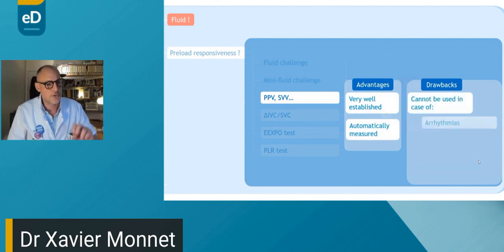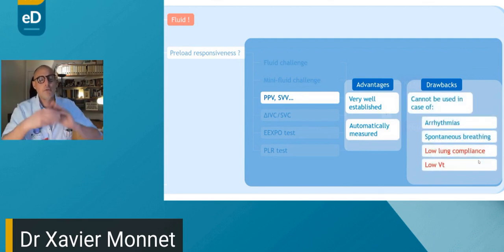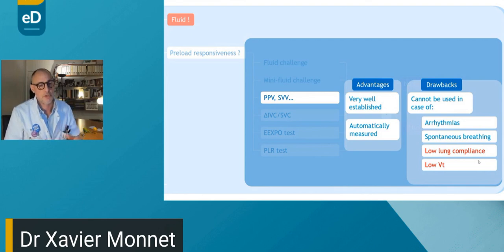PPV, pulse pressure, and stroke volume variation are very well established indices. The first ones that have been developed to predict fluid responsiveness without giving fluid. But we are very limited in a lot of situations. Everybody knows that today, and likely ARDS is the most important one. Low lung compliance and low tidal volume preclude using PPV and SVV to assess preload response.